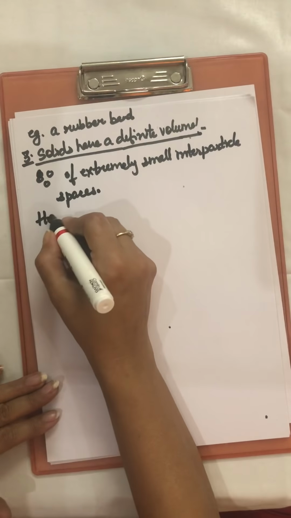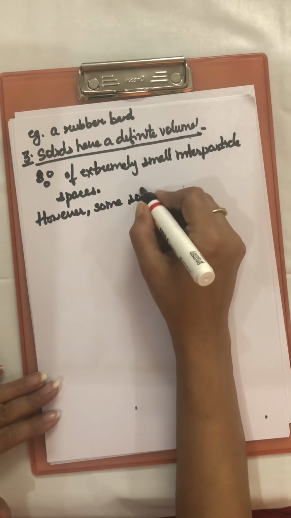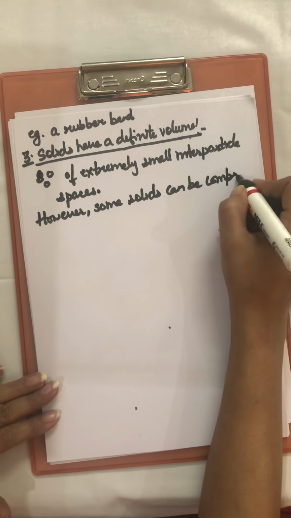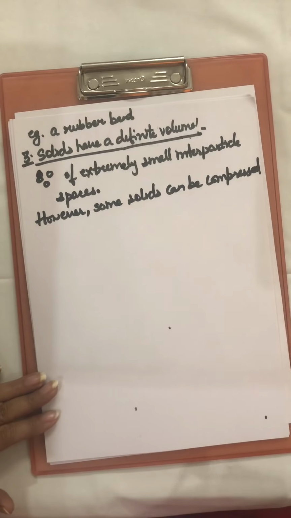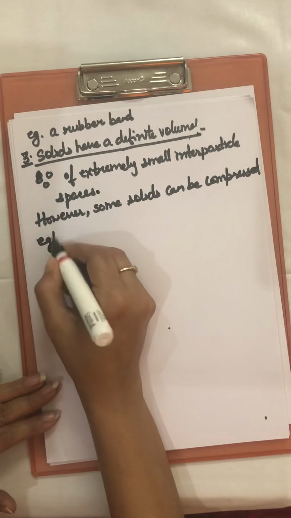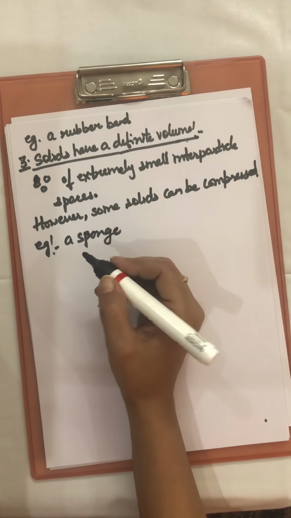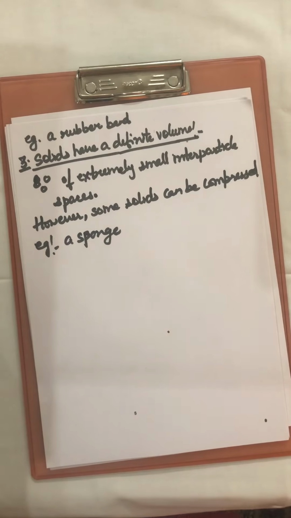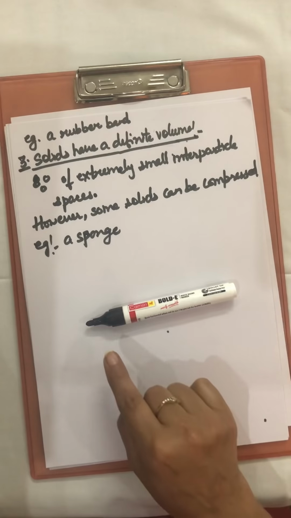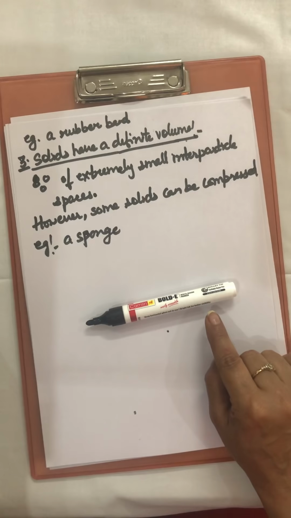However, some solids can be compressed. For example, a sponge. Sponge can be compressed. For example, this solid pen will occupy this much of space only. That is, its volume is definite.